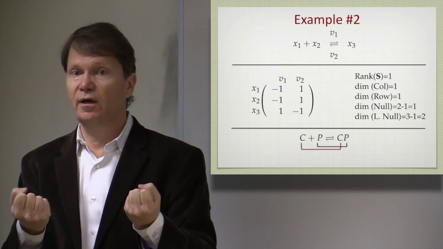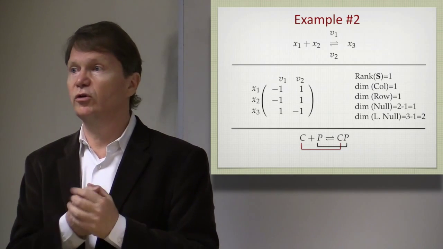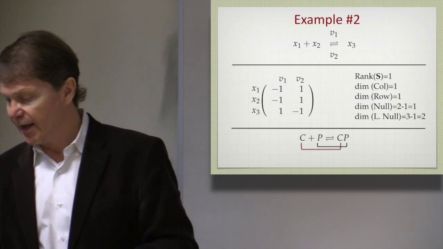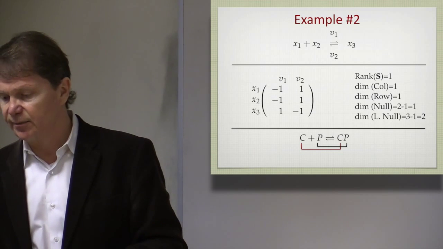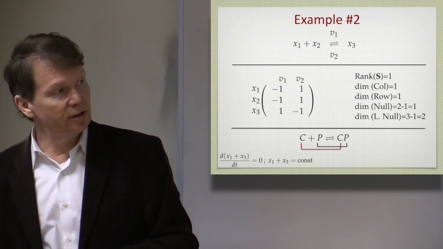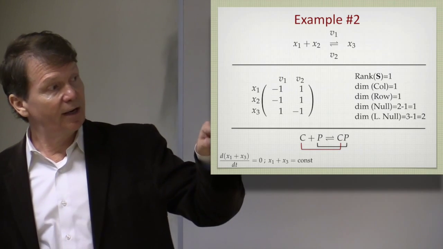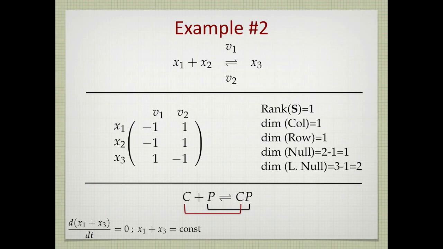And same thing with P. So there will be 2 conservation moieties in the system. And they are very easily seen by adding up the differential equations that correspond to 1 and 3. That's adding up the first and the third row in that matrix, 0. So that means that x1 plus x3 is 0.